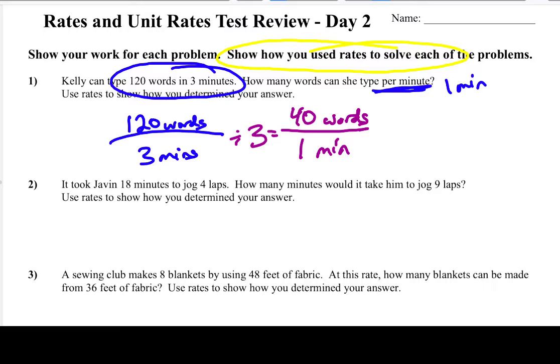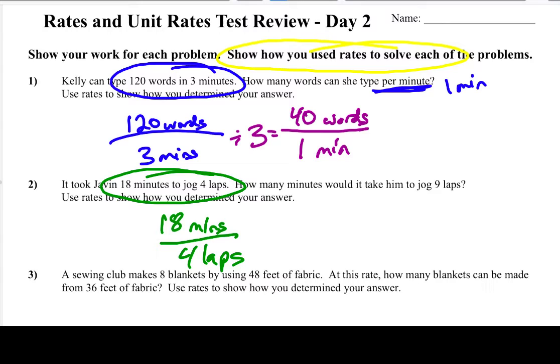Next one, it says it took Jarvis 18 minutes to jog 4 laps. How many minutes would it take him to jog 9 laps? Well, again, start with what we know. 18 minutes over 4 laps. In this case, we don't want to go to 1 minute. We want to go to, or sorry, not 1 lap. We want to go to 9 laps. So our goal is to get to 9 laps.